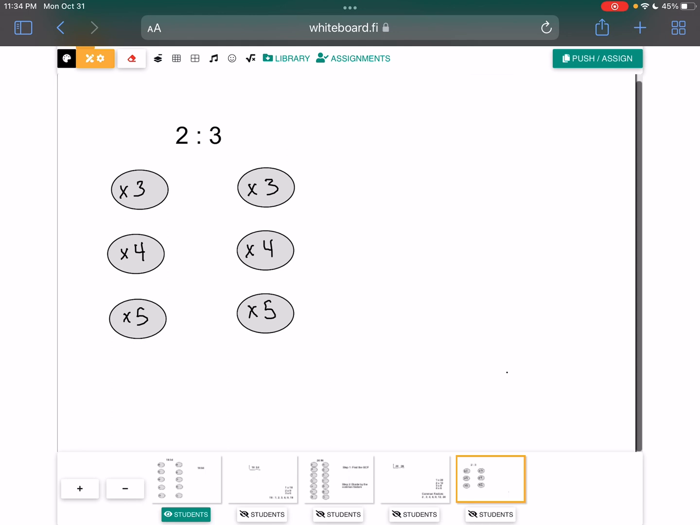Today we're going to be talking about finding equivalent ratios using multiplication and division. You've already done a little bit of multiplication, so I just want to give you an opportunity to check your work. We have the ratio in front of you of 2 to 3, and I'd like you to find equivalent ratios using the factors 3, 4, and 5. Go ahead and pause the video, do the work, and then come back to me.